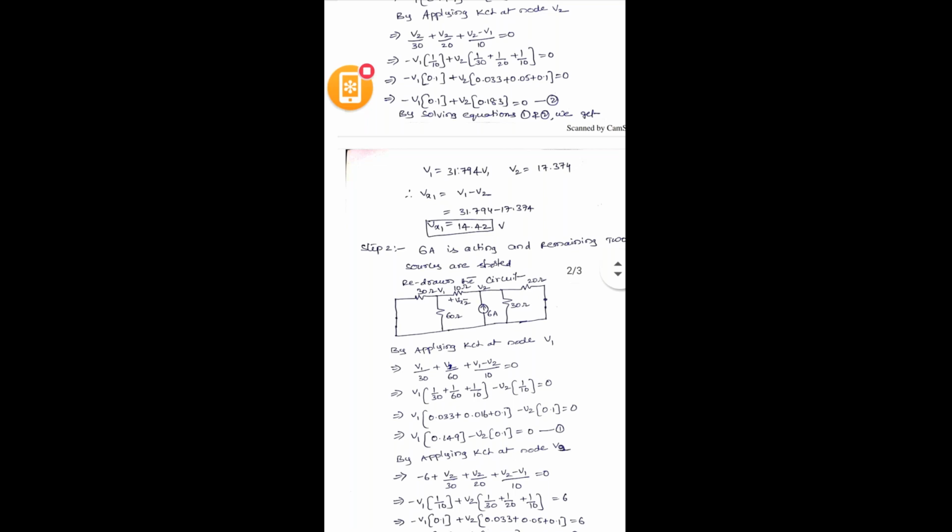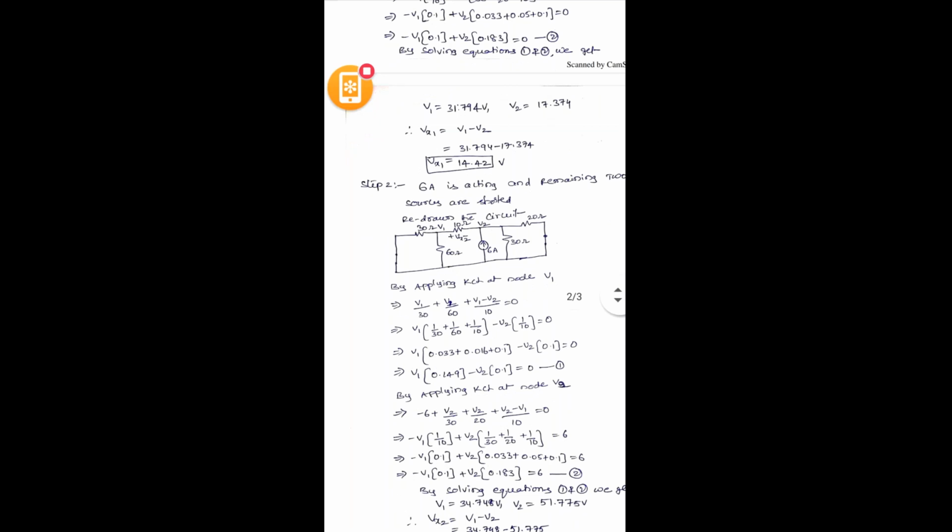Next, applying KCL at node V2: minus 6 plus V2/30 plus V2/20 plus (V2 minus V1)/10 equals 0. Taking V1 and V2 terms common: minus V1 (1/10) plus V2 (1/30 plus 1/20 plus 1/10) equals 6. Simplifying, minus 0.1 V1 plus 0.183 V2 equals 6. This is equation 2.